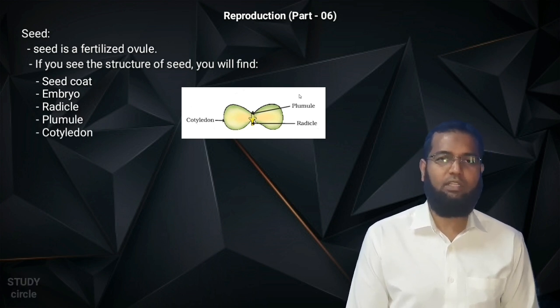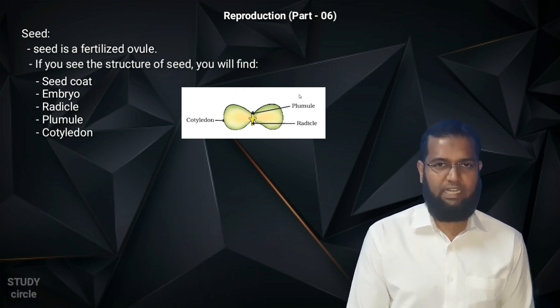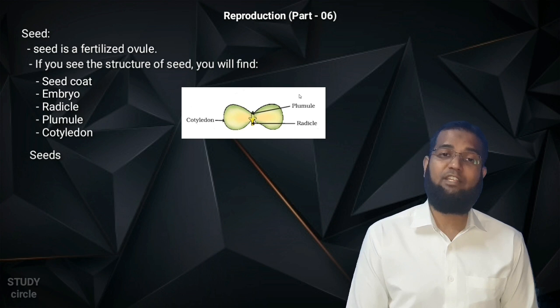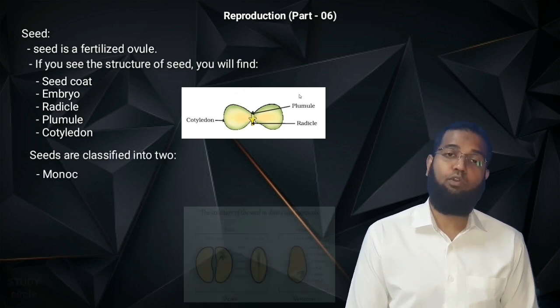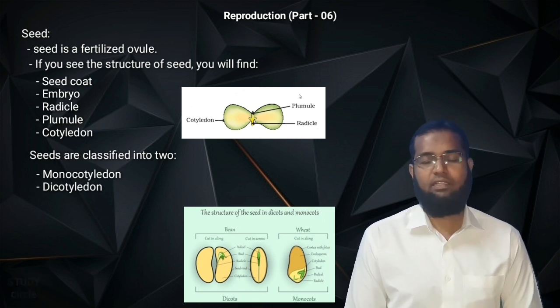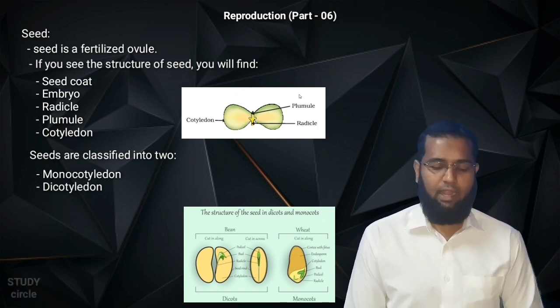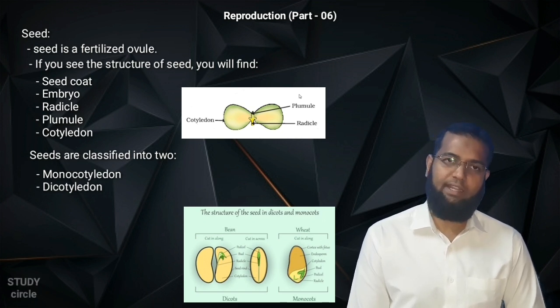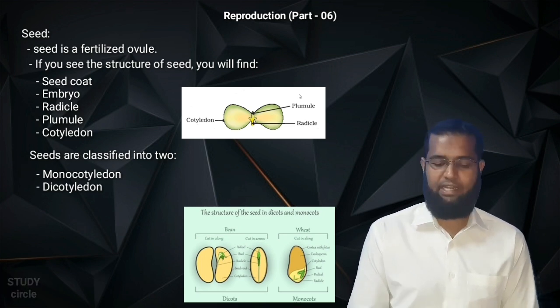You will study all these things in your higher classes, but we will see one topic related to seed, that the seed has been classified into two, monocotyledon and dicotyledon. If a seed has one cotyledon, it is called monocotyledon, and if a seed has two cotyledons, it is called dicotyledon. You can see the images of monocotyledon and dicotyledon seeds on the slide.